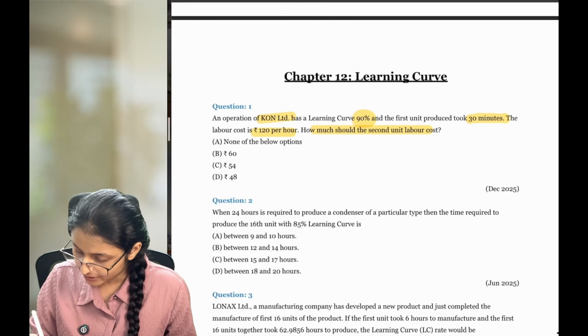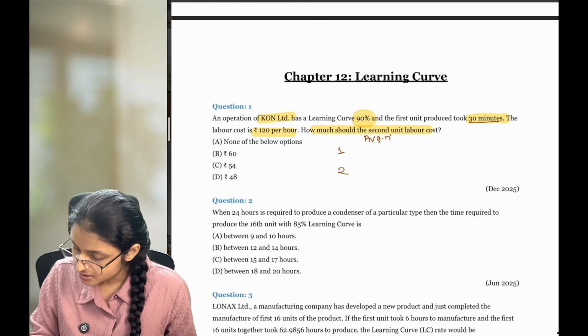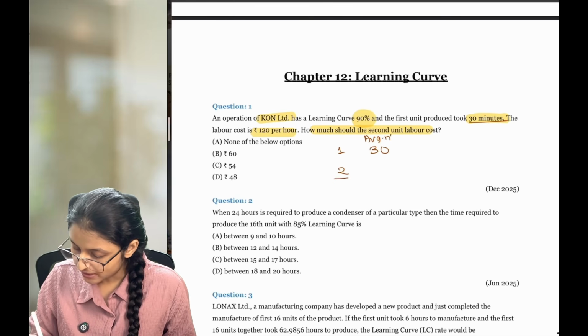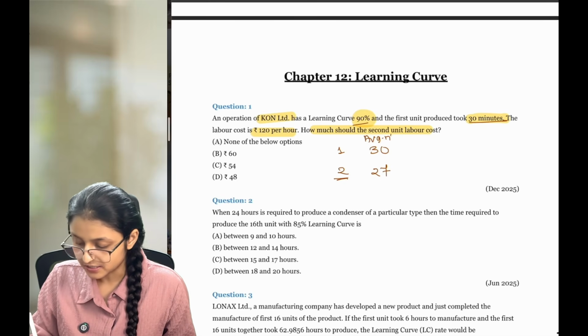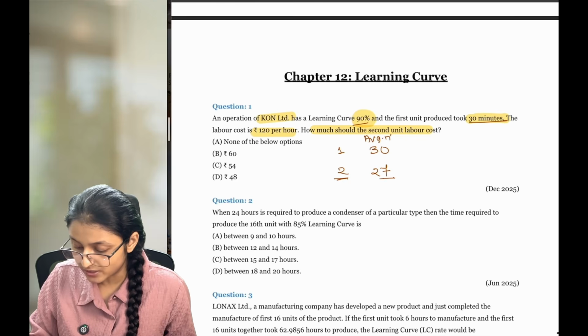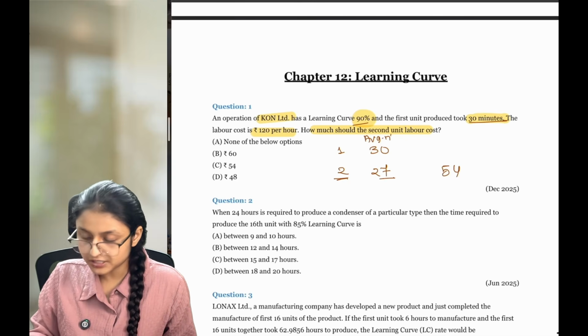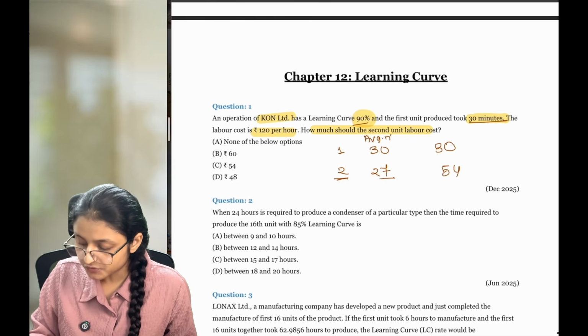So, if the learning curve is 90%, what is the average time per unit? Here we have 30. If I want to calculate the average time per unit for 2 units, then 30 into 90% will give you 27 as the average time. If I want to calculate the total time for 2 units, 2 into 27 will give you 54, and the total time for 1 unit is 30.